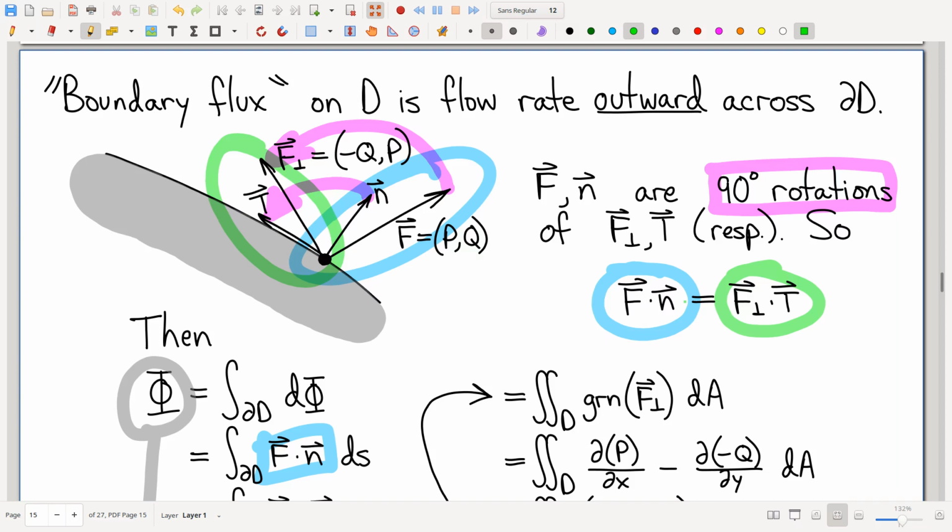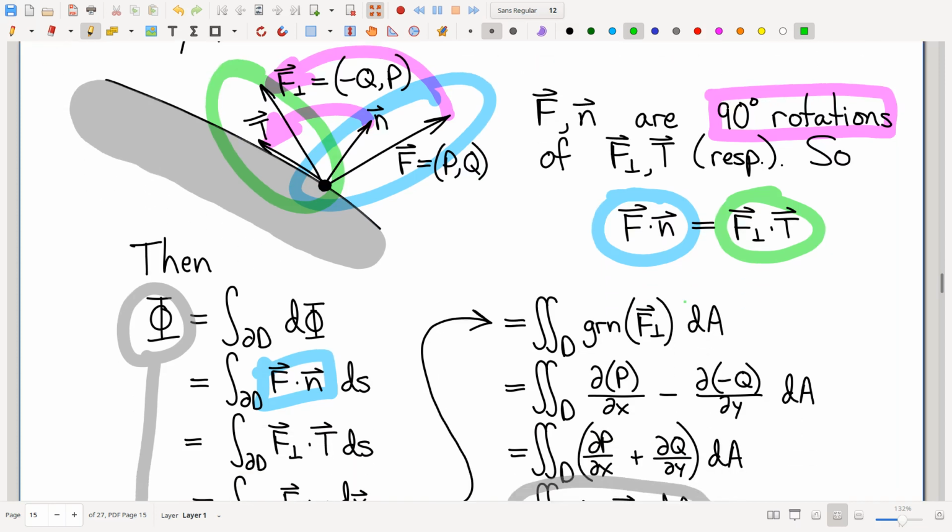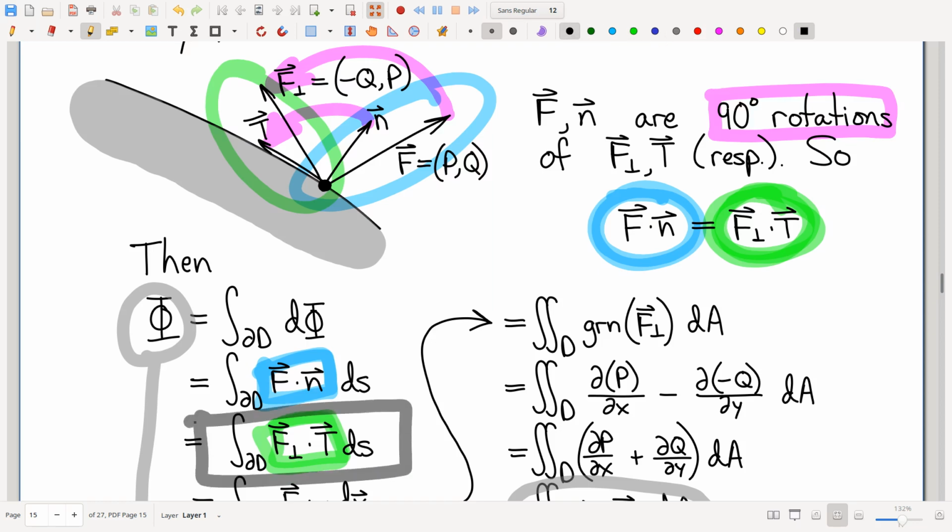So because I have made this observation, I can replace this blue dot product, f dot n, with this green dot product, f perp dot t. Who cares? Why is this a win? This is a win because look at what kind of an integral we've got now.